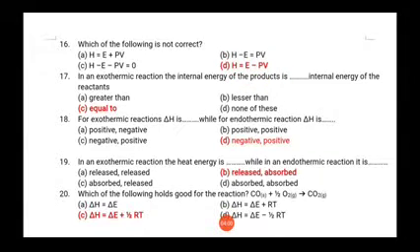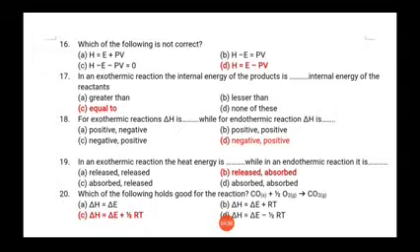Next multiple choice question: in an exothermic reaction the internal energy of products is blank internal energy of the reactants. Options are greater than, lesser than, equals to, none of these. You know that whenever an exothermic reaction is going on, internal energy of products and internal energy of reactants are always equal. For exothermic reactions, internal energy of both product and reactant are equal. So the correct option of this question is option C, that is equals to.